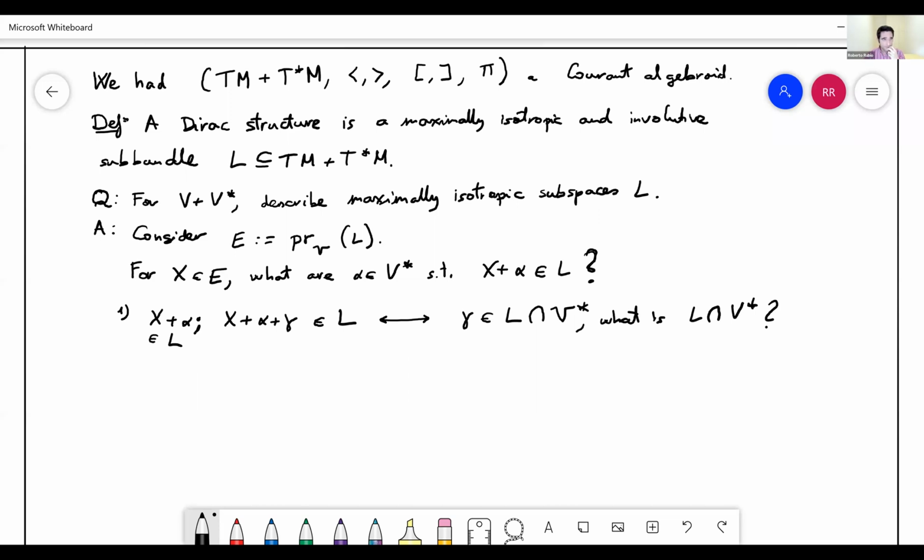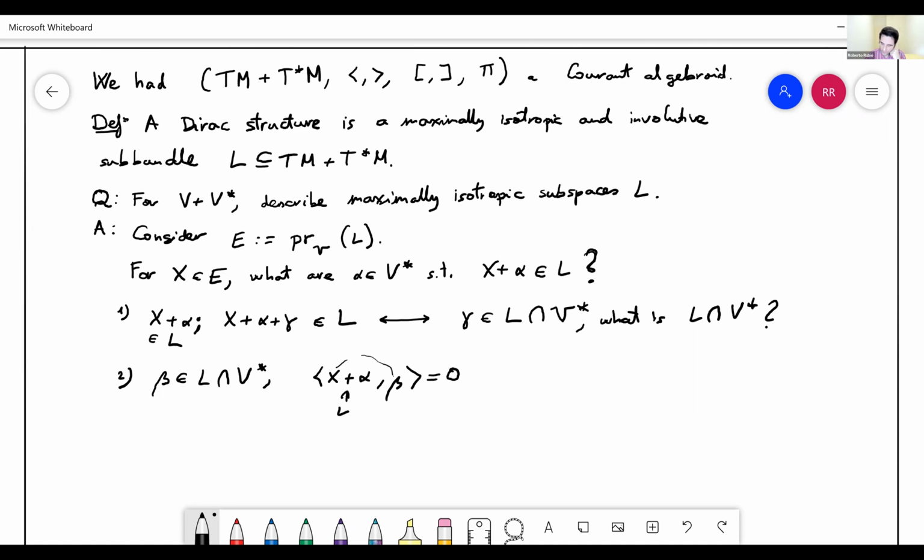First of all, if I get an element beta in L intersection V dual, since you know how the bracket is, if I take x plus alpha in L and this beta, the pairing has to be 0, and you know what this is: it is 1/2 of beta of x.